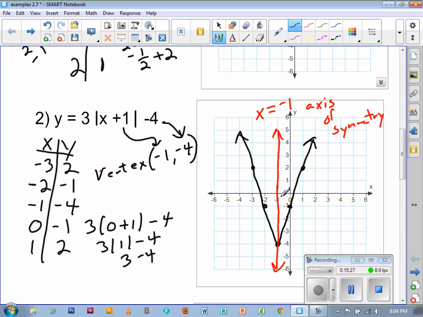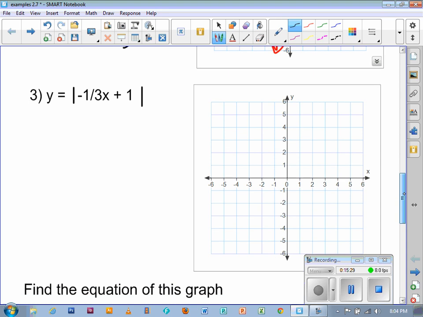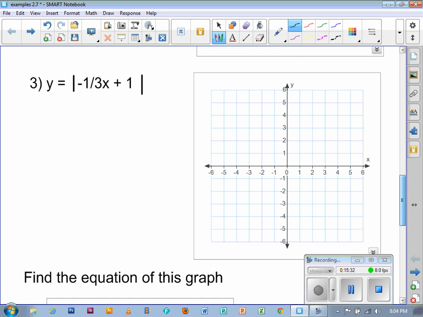Okay, so hopefully that went well for you. Now we've got just a couple more problems here. I'm going to push pause, and now I want you to try and come up with the vertex of this problem, and then I'll show you how to do that.